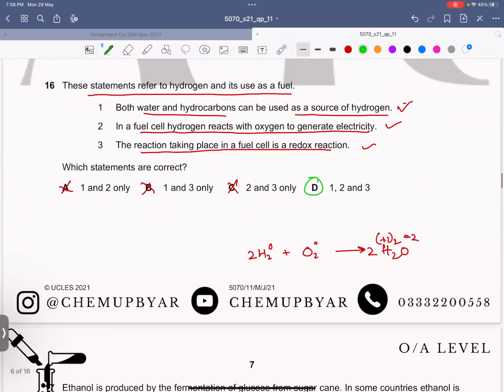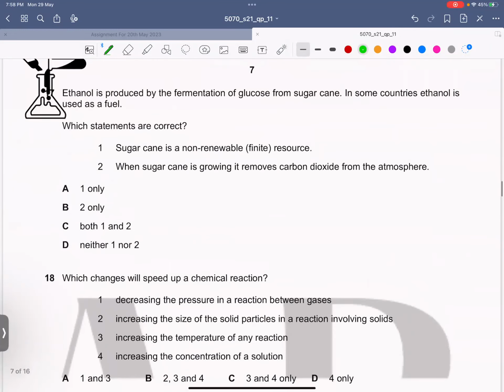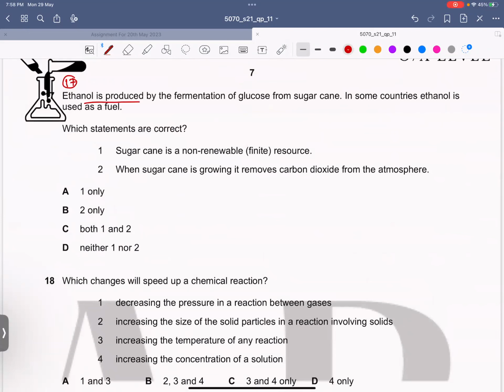If anyone has any doubt, do ask. Now question number 17. Ethanol is produced by fermentation of glucose from sugarcane. In some countries, ethanol is used as a fuel. Which statements are correct? Sugarcane is a non-renewable infinite source. It's renewable, so one goes wrong, and A and C are completely wrong. Neither one nor two. When sugarcane is growing, it removes carbon dioxide from the atmosphere. Yes, it does photosynthesis. So D goes wrong as well, and your B answer is correct.